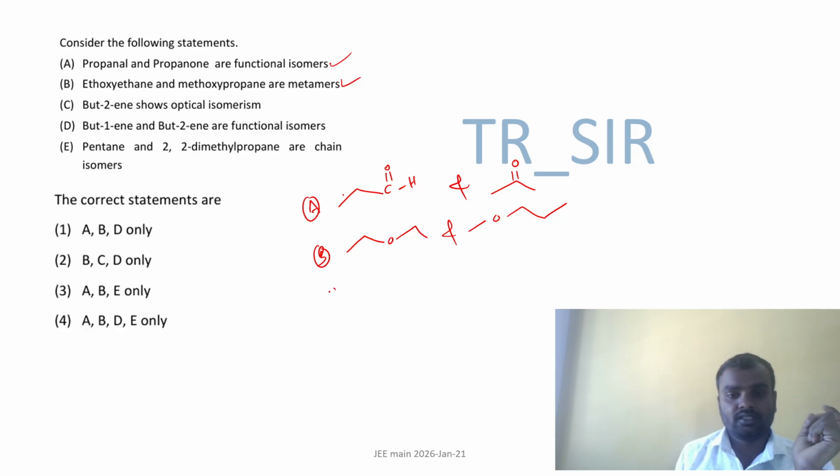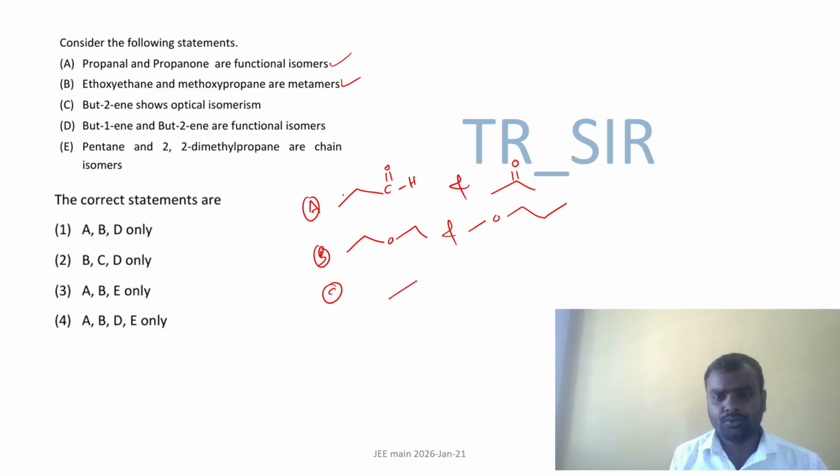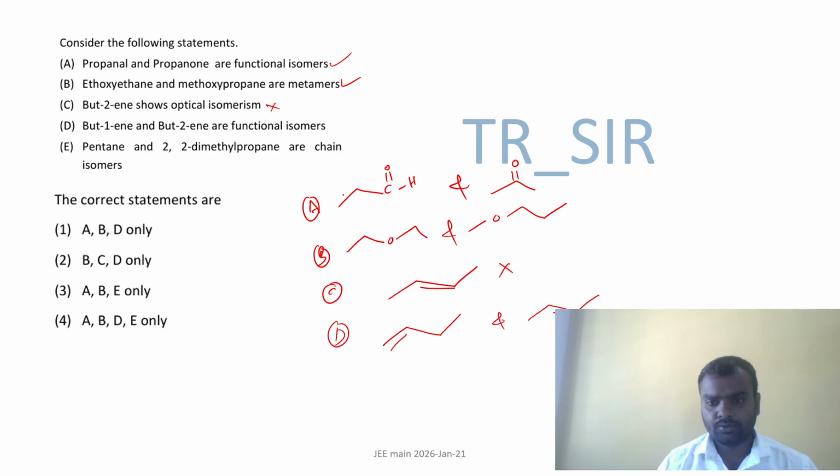Butene shows optical isomerism. That is absolutely wrong. If you take 2-butene, it will show geometrical isomerism, not optical isomerism. So C is wrong. D: but-1-ene and but-2-ene are functional isomers. This is wrong. But-1-ene and but-2-ene, with carbons 1, 2, 3, 4, are positional isomers, not functional. Functional means different functional groups, like aldehyde and ketone.